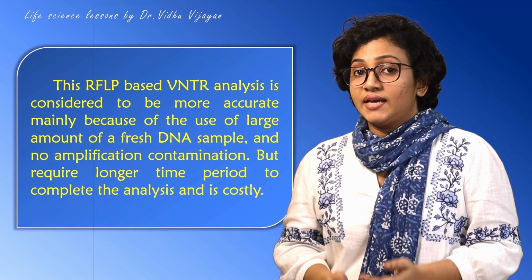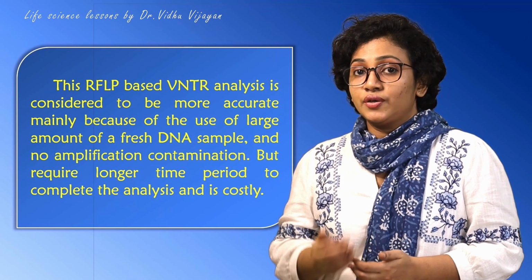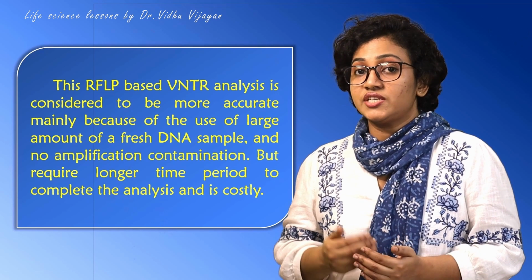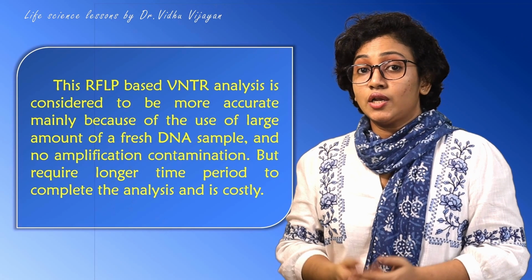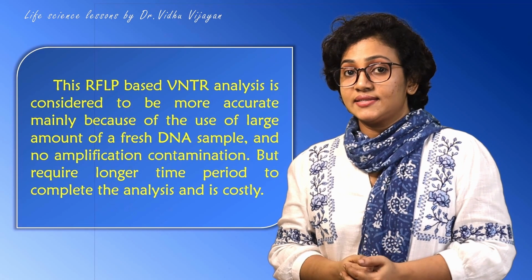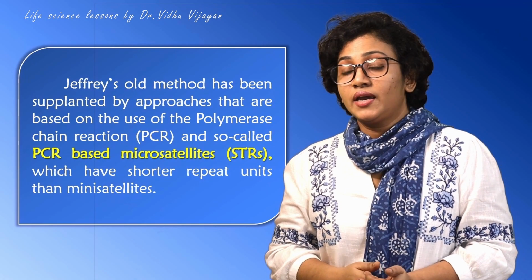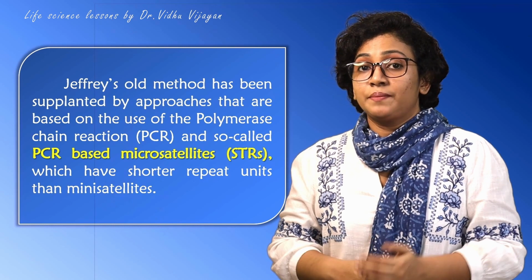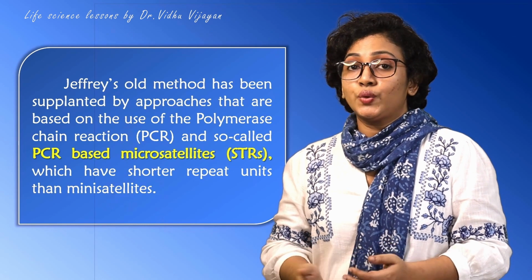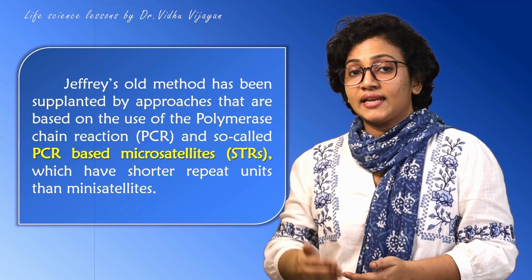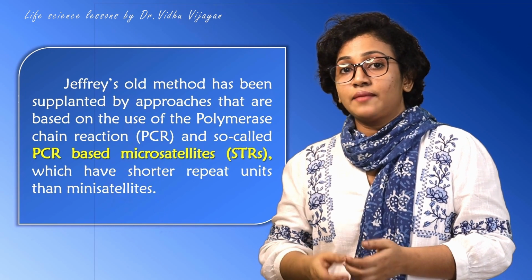This RFLP based VNTR analysis is considered to be more accurate because of the use of a large amount of fresh DNA sample and there is no amplification contamination, but it requires a longer time period to complete the analysis and is costly. Jeffreys' method has been supplanted by other approaches that use PCR-based microsatellite analysis, or polymerase chain reaction-based microsatellite analysis. Microsatellites are shorter repeated units, which are shorter than mini-satellites.